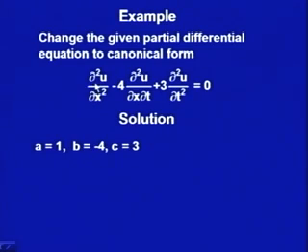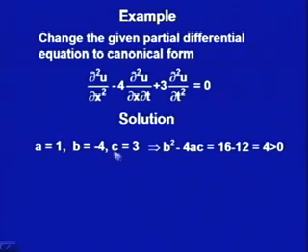The coefficient of ∂²u/∂x² is 1, the coefficient of ∂²u/∂x∂t is minus 4. So, b is minus 4, similarly c is 3. That says b² minus 4ac would be 16 minus 12, we are getting 4, that is positive. So, this is a hyperbolic equation.